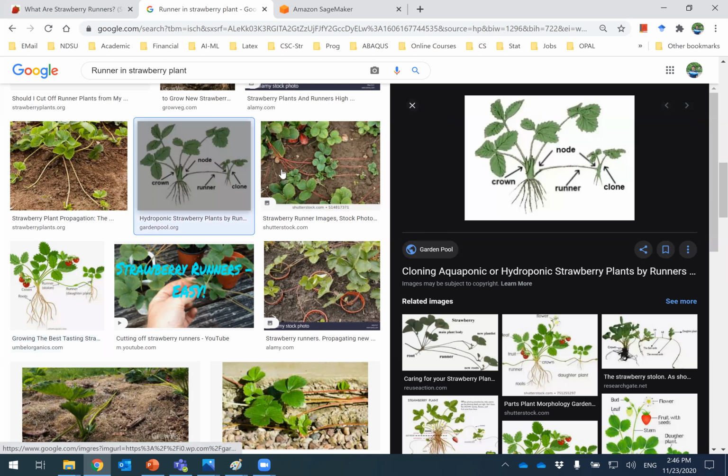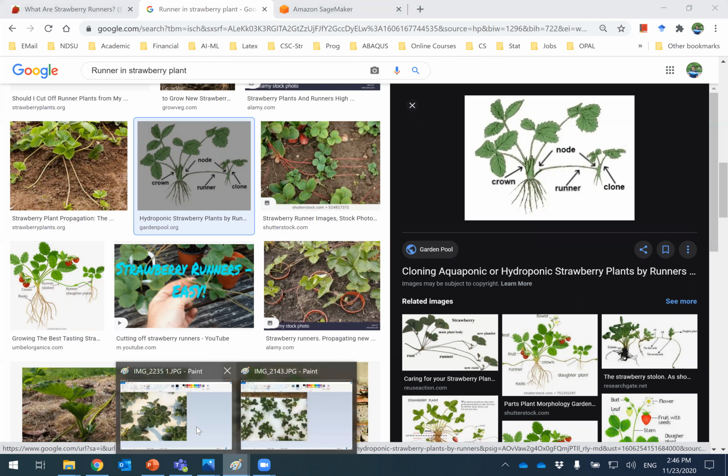This is another example of the runners. As you can see, again, they grow long. They find the soil and then they extend the roots and some leaves could grow out of them. We have our own examples.